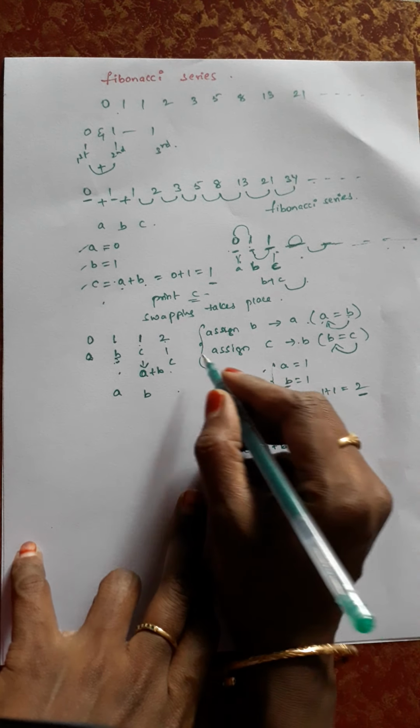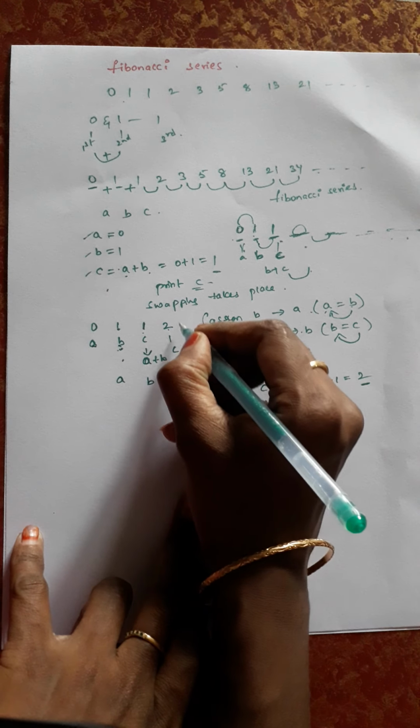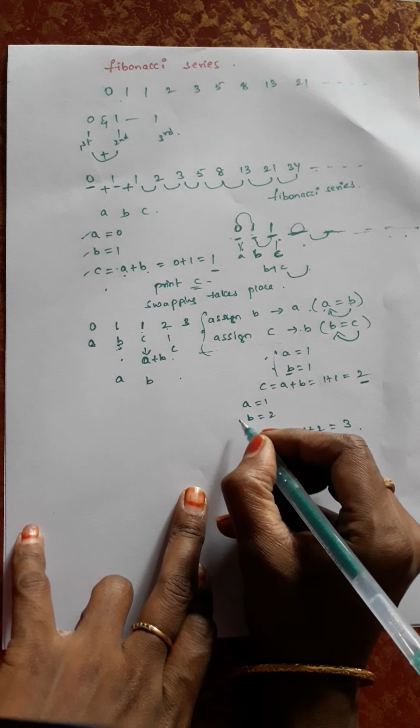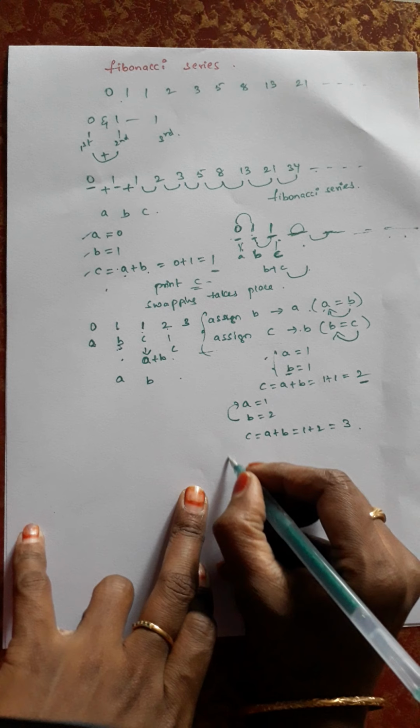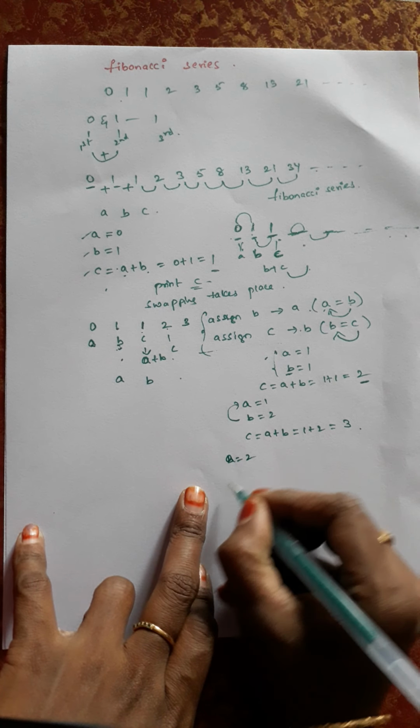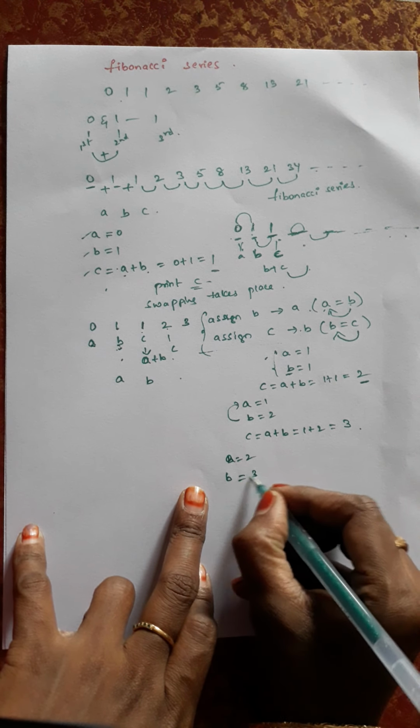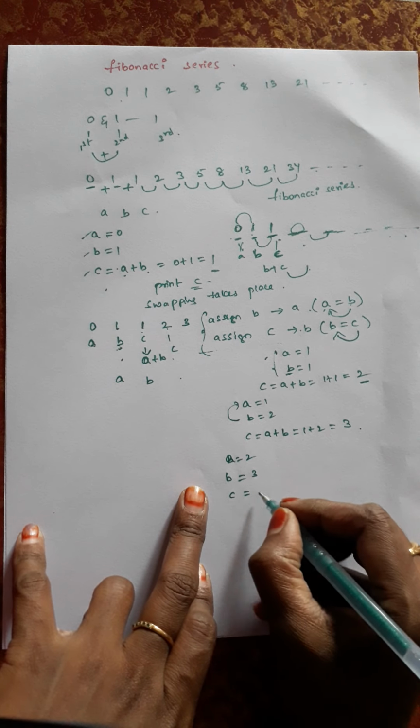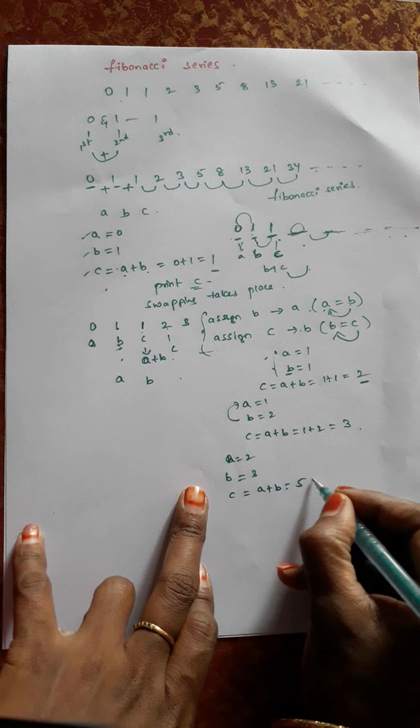Okay, now they repeat the same steps again. You got the next value in the series. Okay, now b value to the a. What is the b value? 2. That goes into the a. What is the c value? 3. That is sent to the b. What is c now? 5.